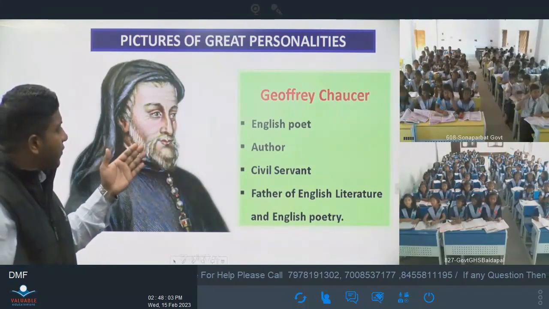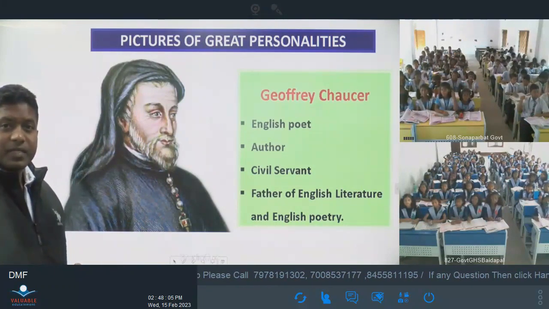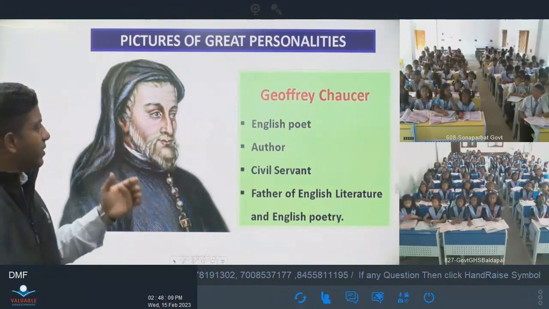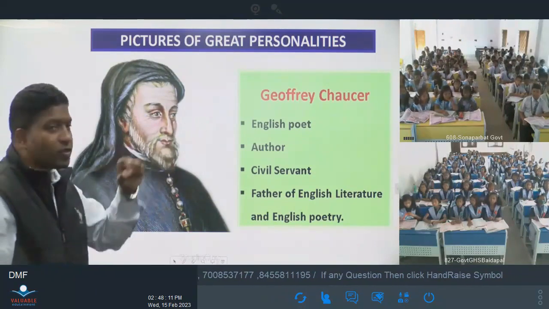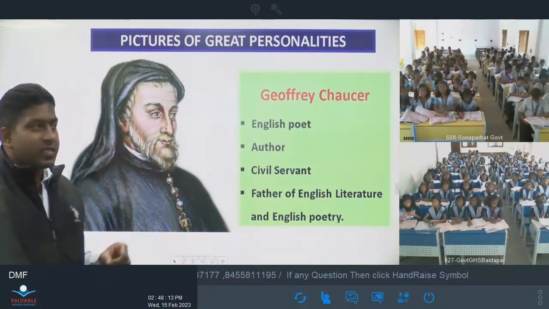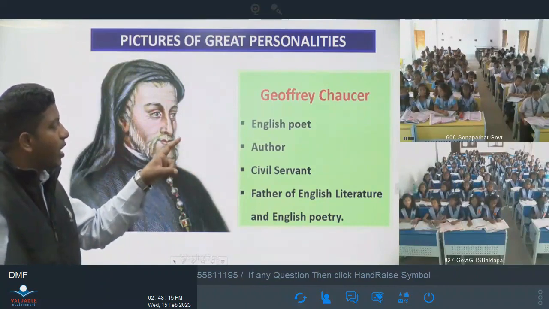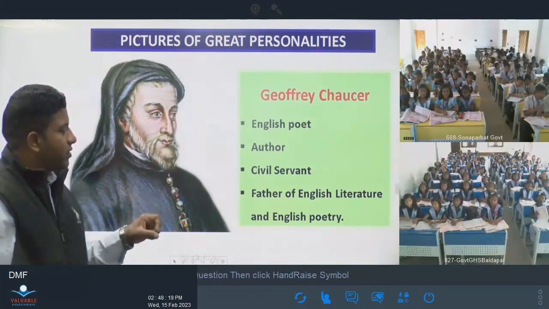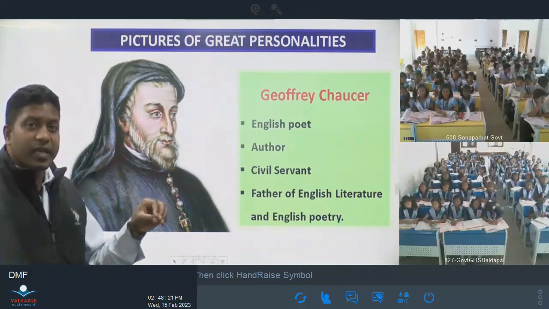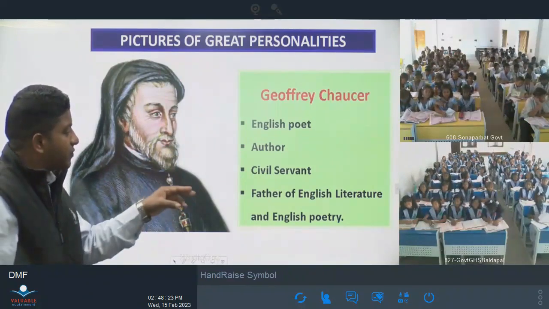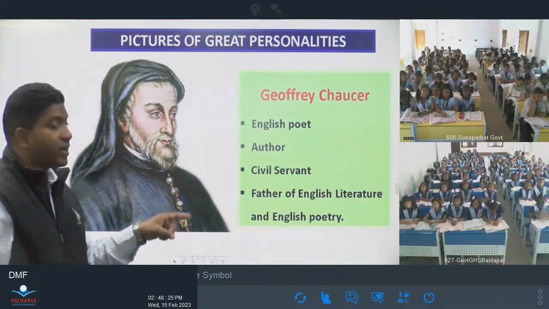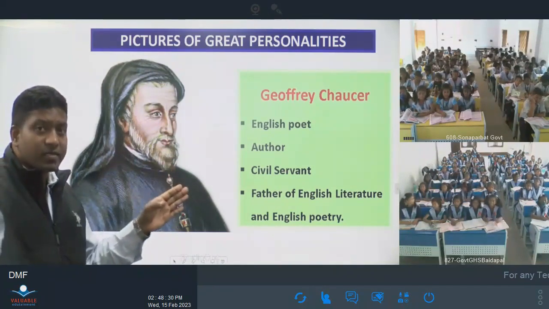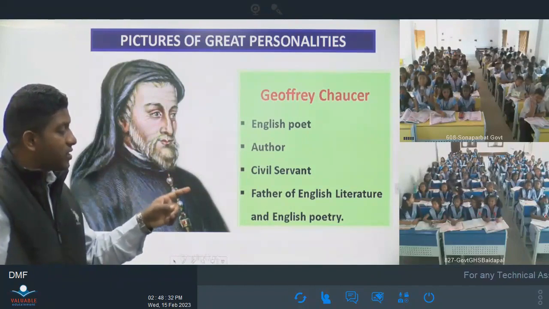Can you identify this man? Who is Geoffrey Chaucer? Why do we talk about Geoffrey Chaucer today? Geoffrey Chaucer is one of the greatest English poets, authors and civil servants, and today he is considered as the father of English literature and English poetry because he has a lot of contribution towards English language and literature.